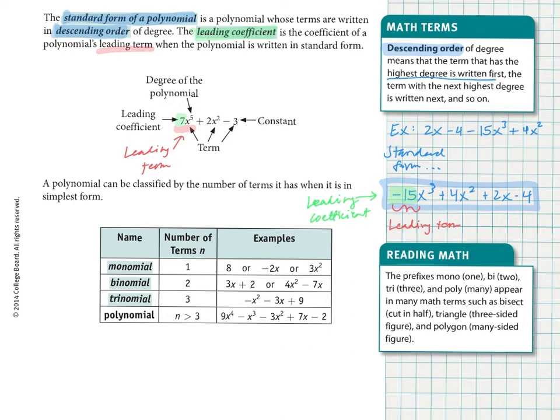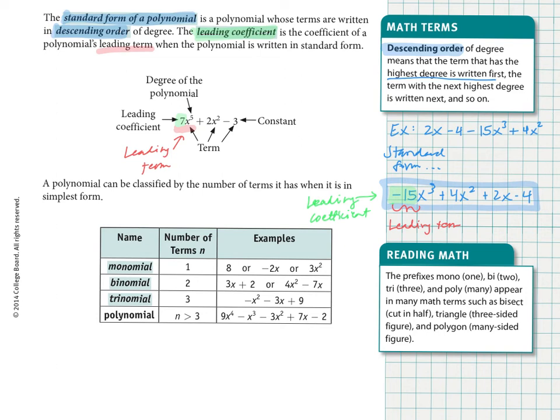All right. A polynomial can be classified by the number of terms. Remember when I said we were going to look at that? Yeah, that time is now. So we're looking at classified by the number of terms it has when it is in simplest form. So that's the forms that we've been looking at now. That just means we are able to combine any like terms and there's nothing else that we can add or subtract together.